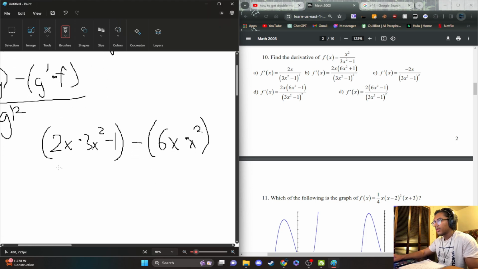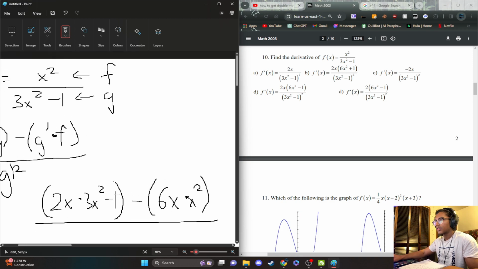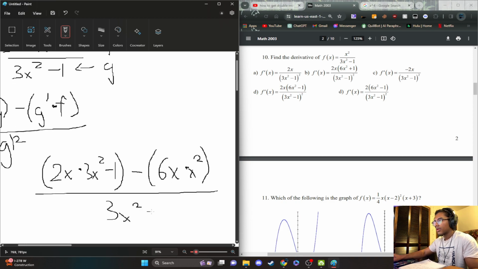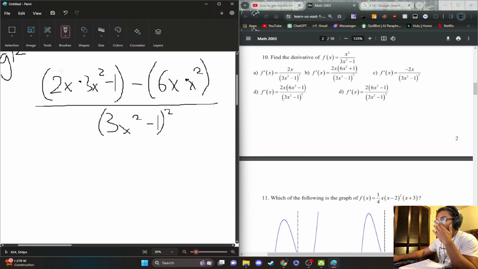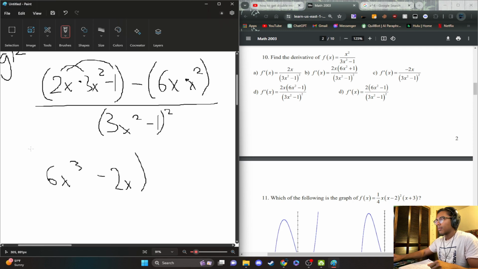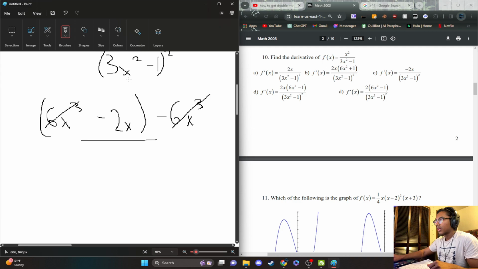Now what you do with this, right? And your g squared, you could just put 3x squared minus 1 to the second power. Now let's distribute. So you have 6x to the third, and 2x times negative 1, which is just negative 2x, minus 6x times x squared, which is x to the third. So in your first expression, you could cross out these two because they cancel each other out. So you have negative 2x on top, and let me just erase this so it's not confusing.